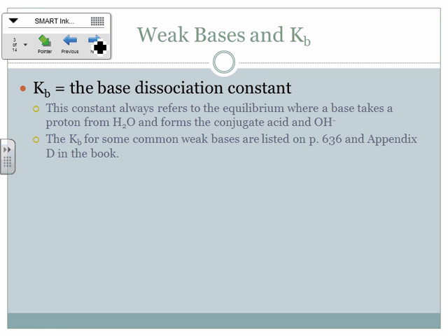All right, so again, Kb is the base dissociation constant, and that's talking about the equilibrium where a base is taking a hydrogen from water. And it's going to form OH minus and a conjugate acid. So again, a place in the book where you can read Kbs if you get bored. It's kind of fun. Not really.